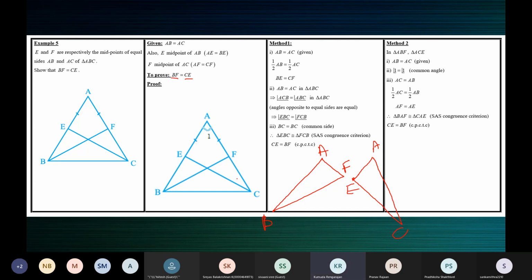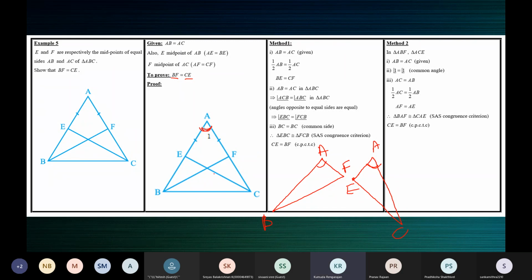What is the information? What is this angle here? Name this angle. This angle is BAF. And this angle is CAE. It's the same angle.